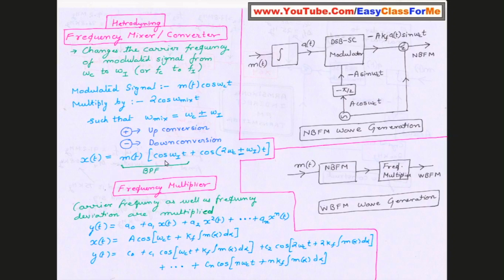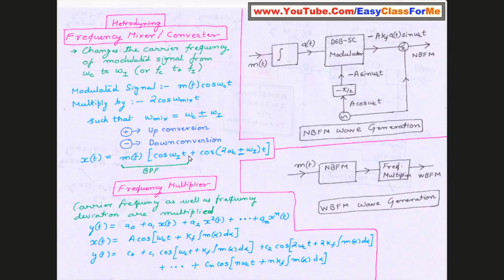And if you apply a band pass filter, which is centered at omega I, then you will be receiving m(t) into cos omega I t. So that is how you have shifted m(t) cos omega c t from carrier frequency omega c to omega I. And this omega mix could be anything, omega c plus minus omega I. If it is plus, then we call it up conversion, or otherwise it is called down conversion. So it's a very simple process. You have a modulated signal, you multiply it with the frequency, the sum of the carrier frequency at which you want to shift it, like omega mix, and you apply appropriate band pass filters, right?